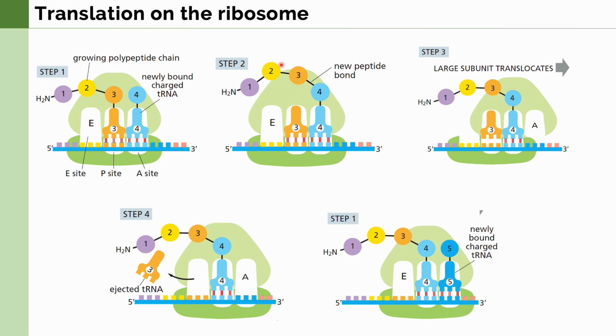This figure shows us the process of translation on the ribosome. The first thing that occurs is that a tRNA that is holding on to an amino acid binds to the A site.